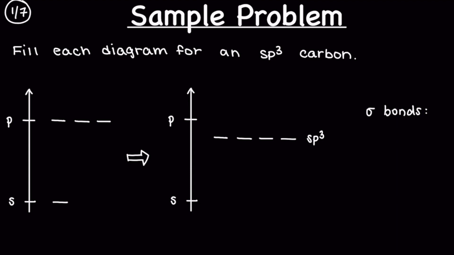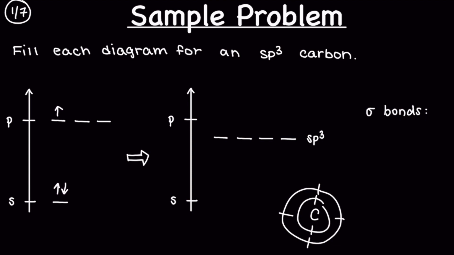First one, fill each diagram for an sp3 carbon. Okay, so carbon is number 6 on the periodic table. So if we were to draw a quick Bohr model, we would have 2 core electrons and 4 valence electrons. Hence, I'm going to draw in 4 valence electrons right here, and then draw in 4 valence electrons right here.